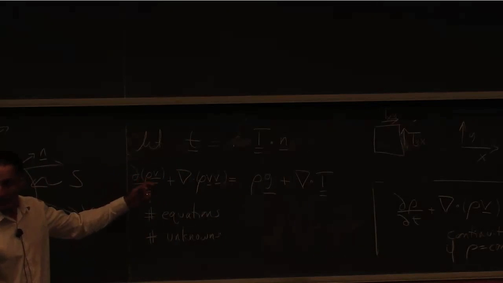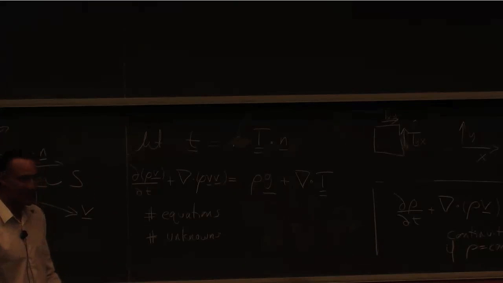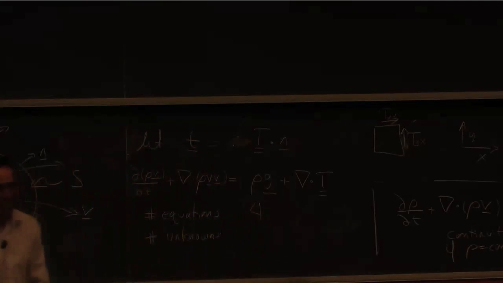It's an equation for the velocity, right? And velocity has how many components? 3, right? In a Cartesian coordinate system, it's Vx in the x direction, and the y direction, the z direction. So how many equations? 4. Okay. 3 plus 1 is 4.